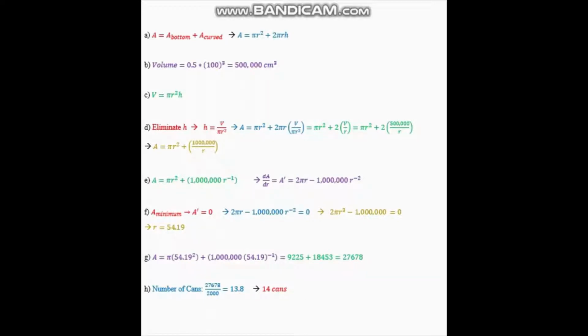The area was 27,678, so I just divide that by 2000, obtaining 13.8. Of course, there is no such thing as 13.8 cans, so I need at least 14 cans in order to coat my cylinder. So this wraps up this question. Kindly take a minute to write the answer down, and I shall begin the next question shortly.